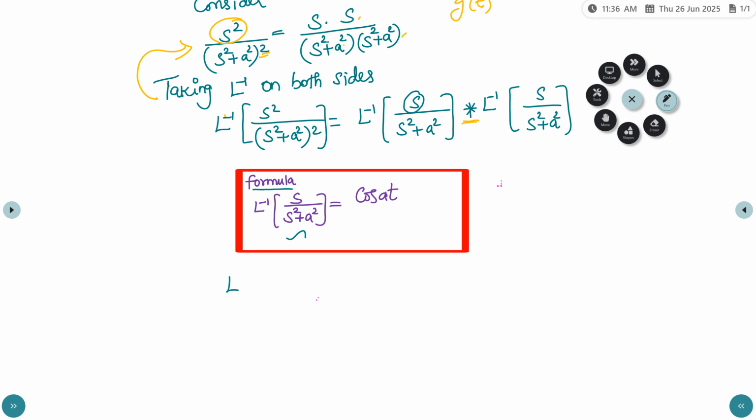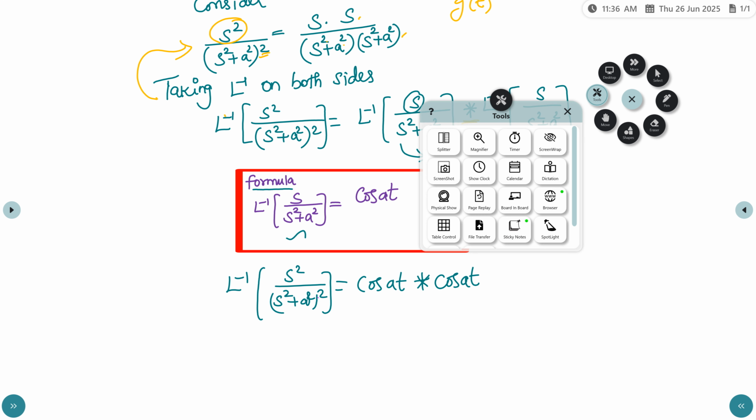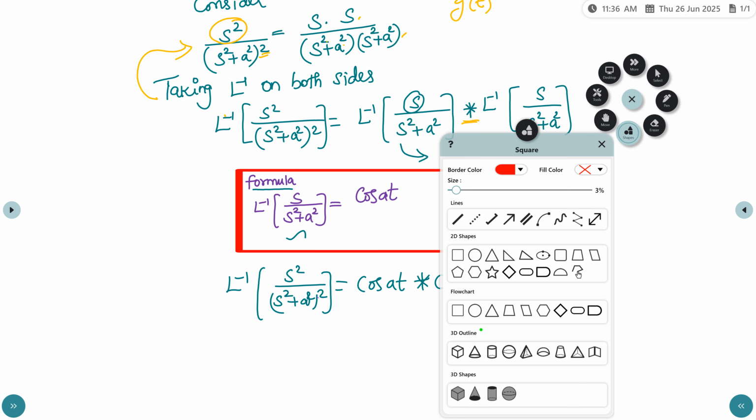So what about our given function? L inverse of s square divided by s square plus a square the whole square is equal to the first function, L inverse of s by s square plus a square, which is cos at, then star. Again in the second function also cos at, because for s by s square plus a square the formula is cos at. Now apply the concept of convolution. What does our convolution theorem say? Apply the formula. What is the formula here?